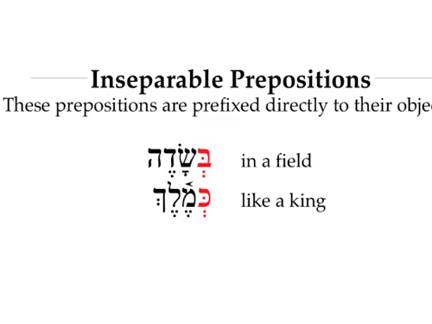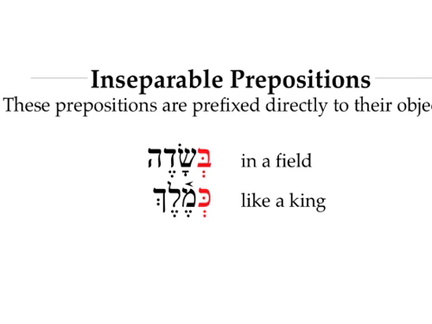Let's look on your screen together to see two examples of an inseparable preposition. On your screen, you'll see two prepositional phrases. The preposition is highlighted in red and the object of that preposition is in black. Now what you'll notice is that these prepositions are not independent words, nor are they joined to their object by a makef.